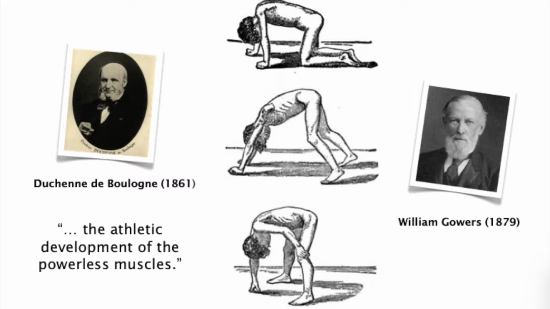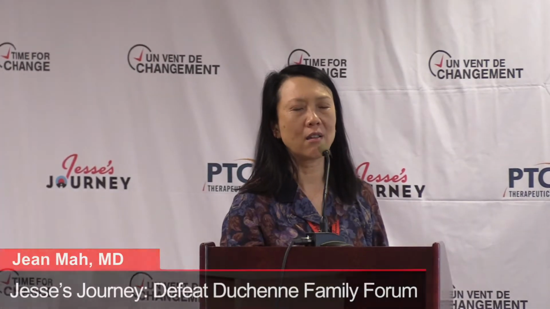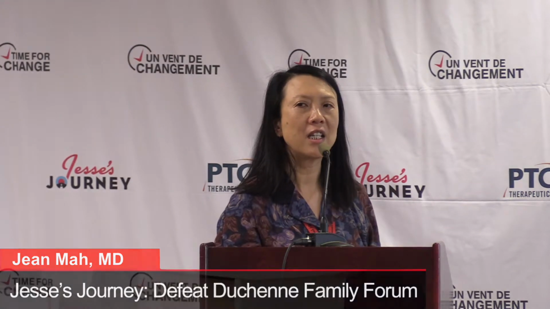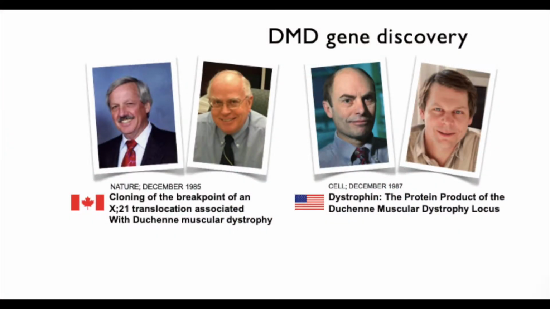So it took another 100 years. There are two groups that I've highlighted here. Dr. Peter Ray and Dr. Worton from the Sick Kids Hospital described the location of this gene on the X chromosome relating to Duchenne muscular dystrophy. And then Dr. Eric Hoffman, Dr. Lou Kunkel, and their team followed and described this dystrophin protein, which is missing because of this change in the genetic code in the X chromosome, and we named that gene the DMD gene.